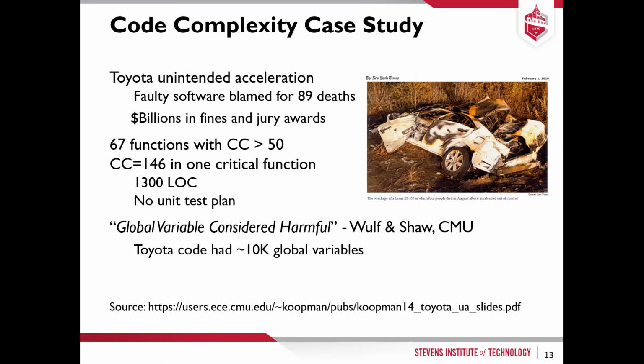Then it turned out that the software system they were using had 67 functions with CC greater than 50, and one critical function with CC equal to 146. Overall, these 68 functions were 1,300 lines of code. Practically, they couldn't test any of them very well. And when they went live, they couldn't understand which bug created these accidents.